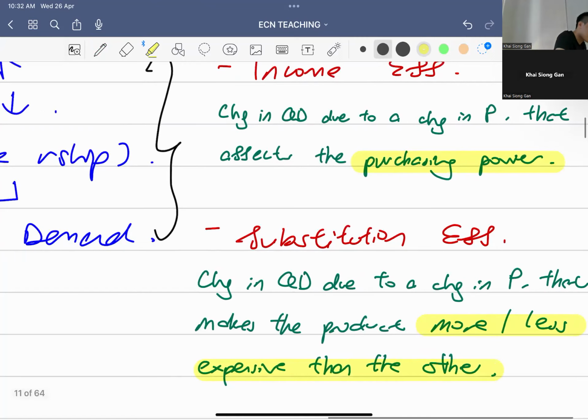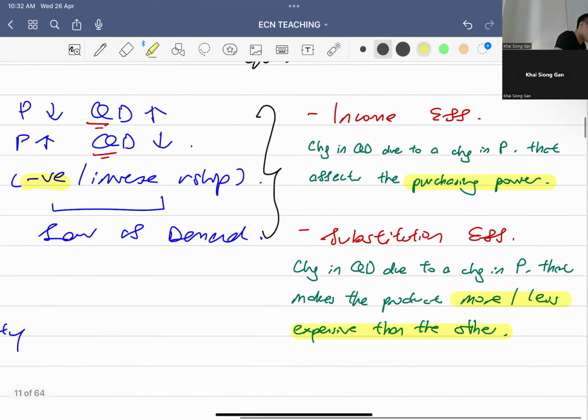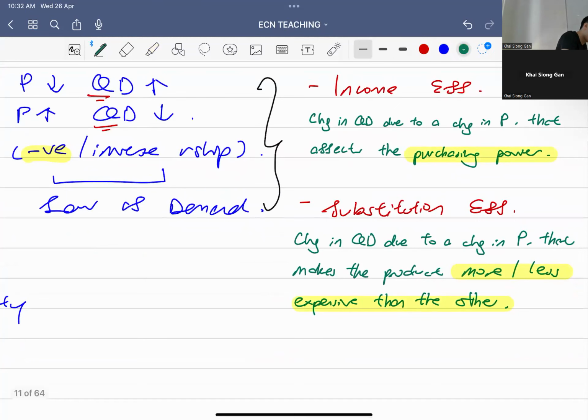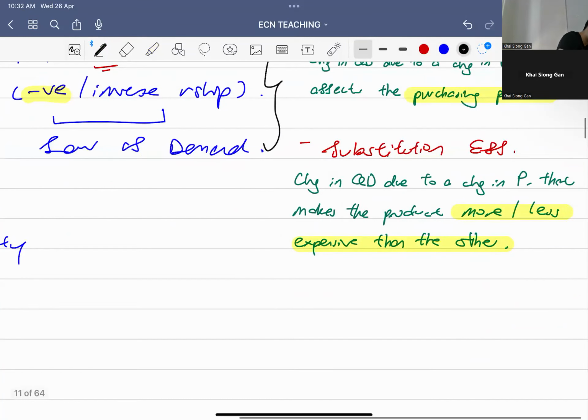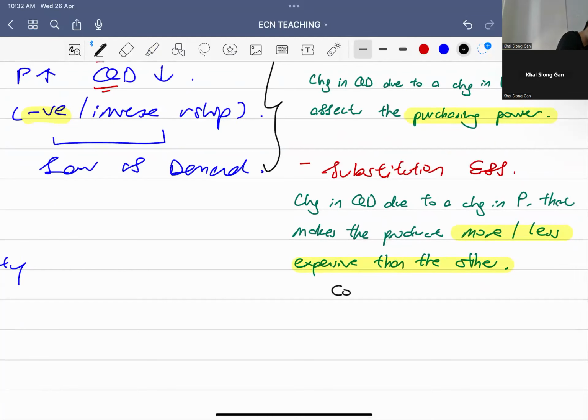So here the keyword is the change in price that makes the product more or less expensive than the other. Okay, so I give you a very simple example here. Let's say I talk about Coke and Pepsi. So assuming these two are substitute goods, okay? If there is a fall in the price of Coke, what will happen to the quantity demand for Coke? It will increase. Why? Because it's cheaper. So people will substitute Pepsi with Coke. So the quantity demanded for Coke will increase. This is the one I'm referring to.